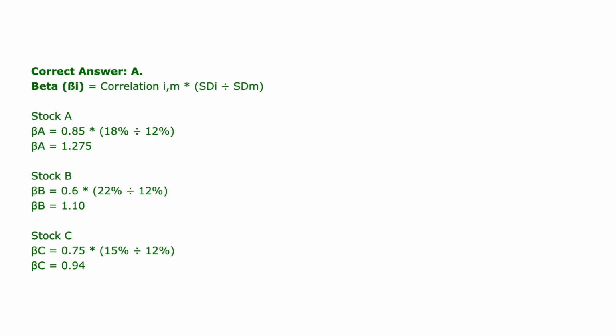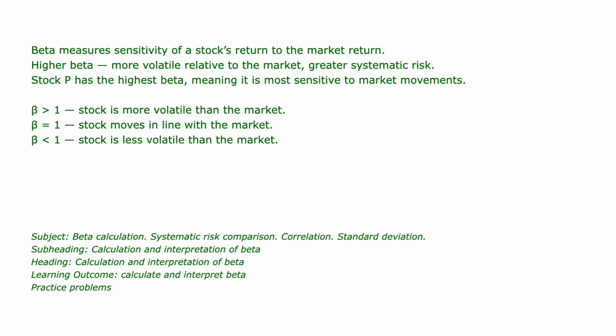Beta is calculated as correlation of asset and market, multiplied by asset standard deviation divided by market standard deviation. Stock C has the lowest beta. Beta measures systematic risk relative to market. Beta less than 1 means less systematic risk than the market. Stock C is the only one with beta less than 1, therefore lowest systematic risk.